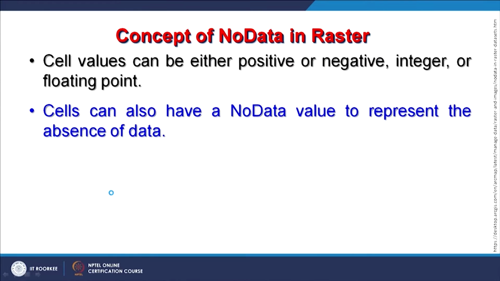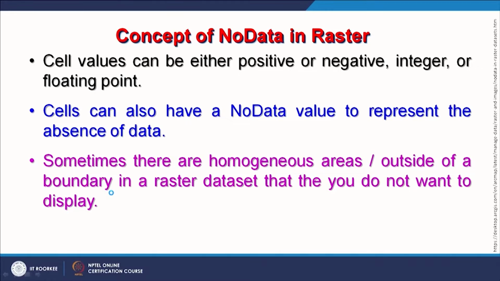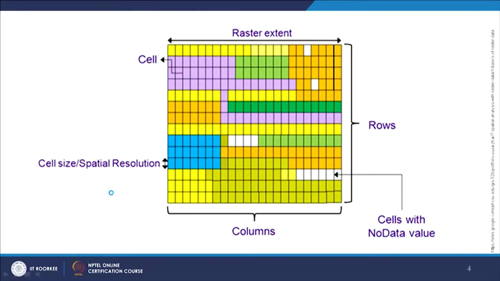That means even if data is not there, the raster still has to be presented. So how would it be presented, because I cannot assign a 0 value? So I assign a NoData value, and NoData can then be handled separately through these programs. Sometimes there are homogeneous areas outside of the boundary of our area of interest in a raster data set that you do not want to display, and there also we use it.